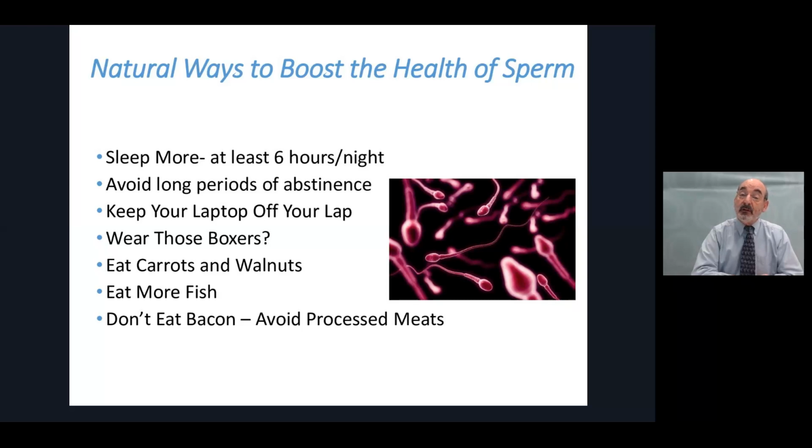And there are also a couple of studies that show men who consume large amounts of processed pork products have reduced fertility. So it's not that we can't enjoy bacon or other processed pork products, but people that are eating it on a large scale or regularly, that may reduce their fertility.